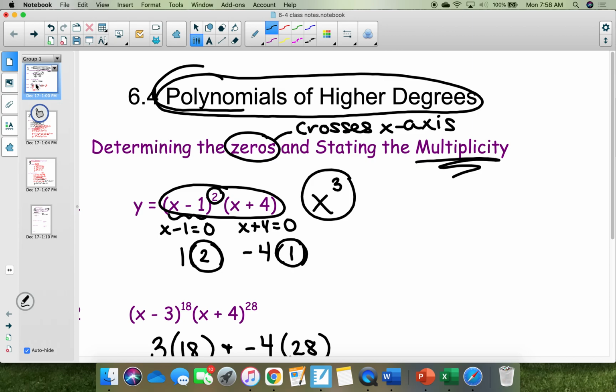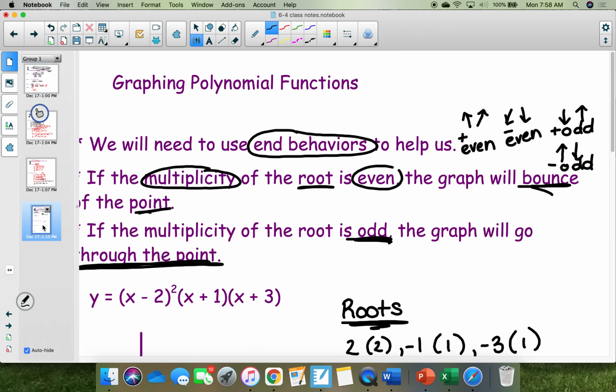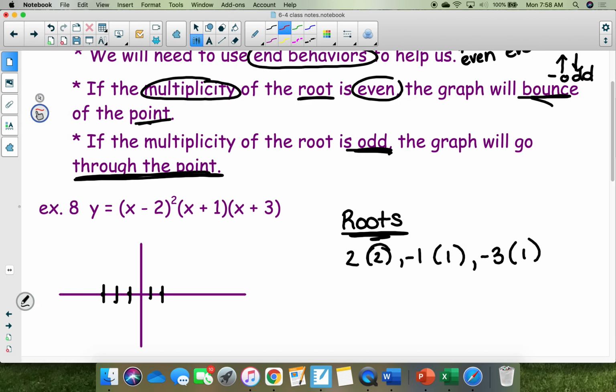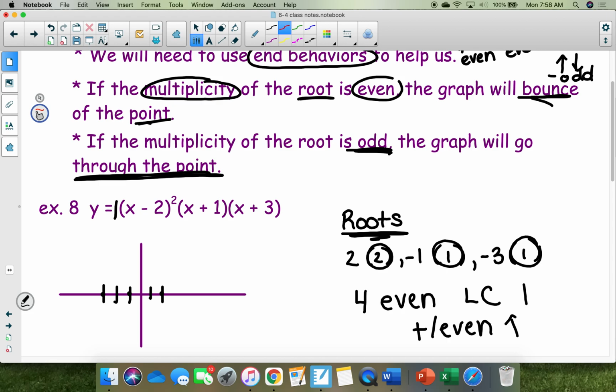The next thing I'm going to do is circle these and add them up. That adds up to 4, which is an even power. And I have a positive 1 for my coefficient. My leading coefficient is a positive 1. So it's positive and it's even. It's going to be both facing up.